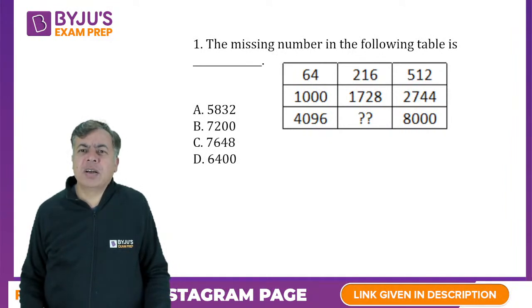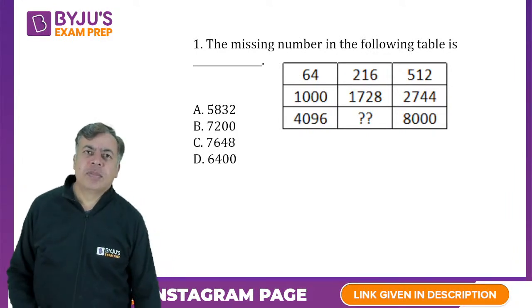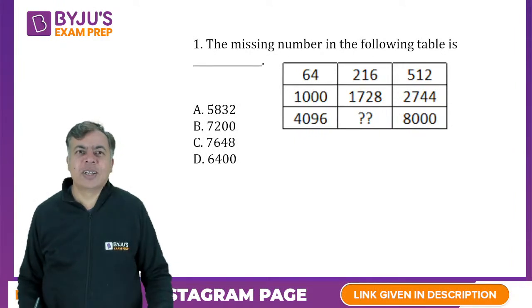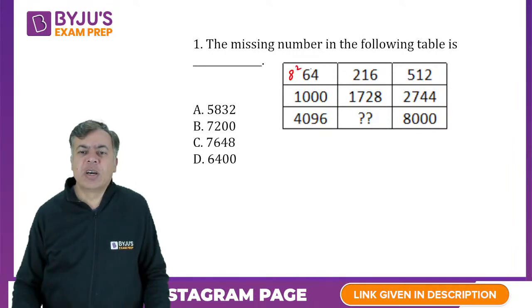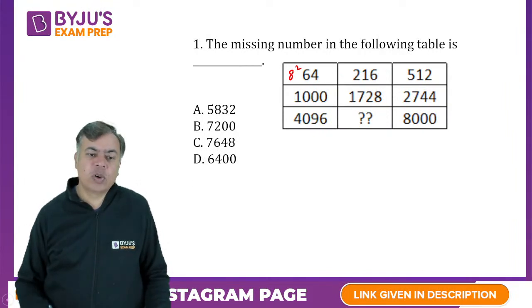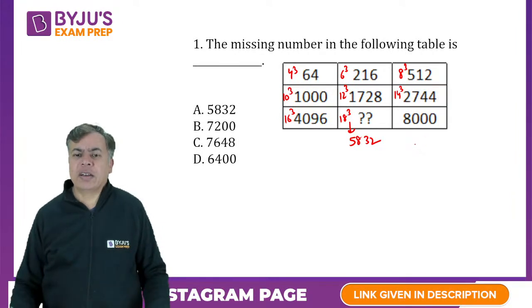Counting the number of triangles and squares, we can talk about that, but I have not taken it today. So it was simply squares. If you see, it is 8 square. Sorry, these are cubes, not squares. So it is 4 cube, 6 cube, 8 cube, 10 cube, 12 cube, 14 cube, 16 cube. Now we need to write 18 cube, and we know that 18 cube is 5832. If you don't know, then you can calculate it.